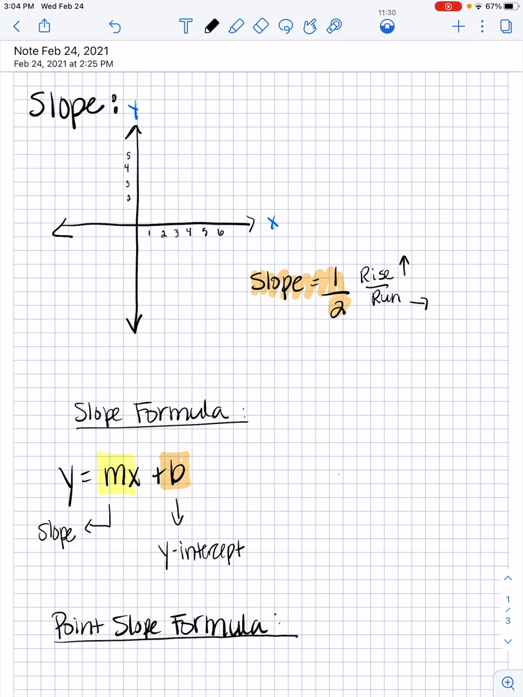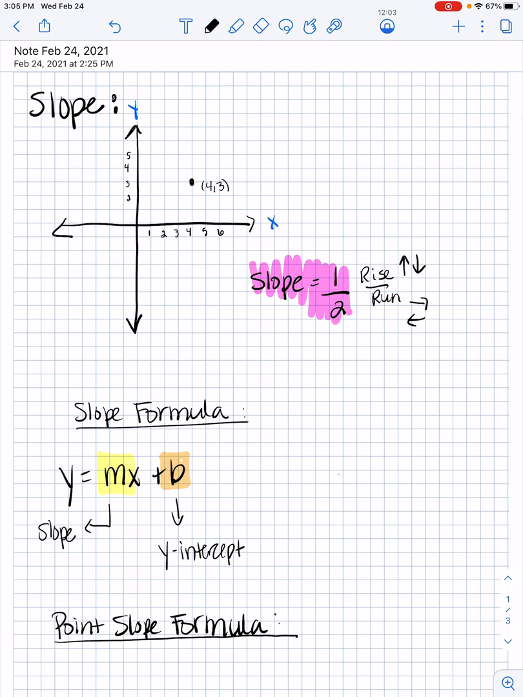From the video that I watched, they gave you a point 4, 3. So we're going to go over 4 and up 3, and I'm going to plot my point here. They gave you the slope down here of 1 over 2. If you remember from this morning, slope is rise over run. So rise could be up or down, and run is left or right.